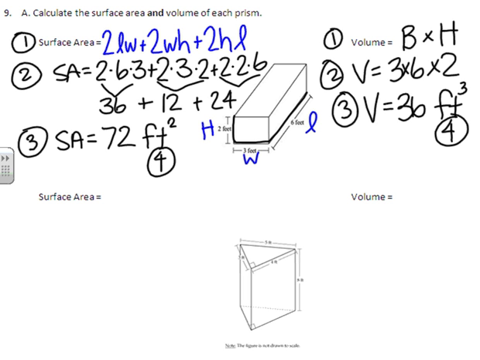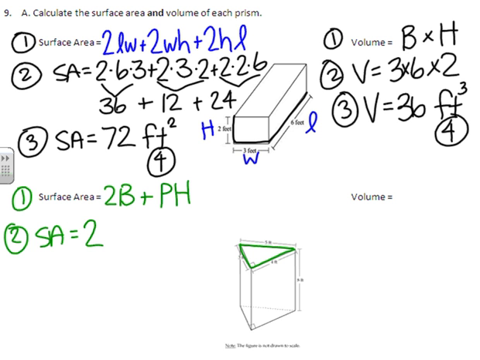All right, on to the triangular prism. So I'm going to trace the base, okay, and surface area. The formula that we can use is 2 times the area of the base plus the perimeter times the height. Okay, so step 2. The area of the base, we're going to do 3 times 4 divided by 2 because it's a triangle. So 3 times 4 divided by 2 plus the perimeter, that's all the way around, 3 plus 4 plus 5, which is 12, times the height of the prism, which is 8.